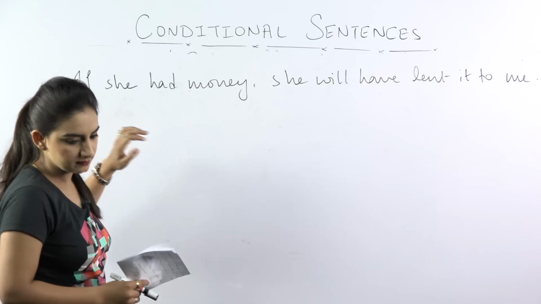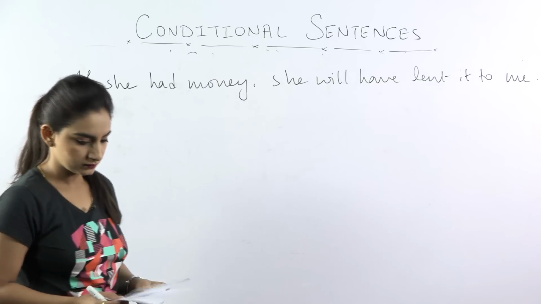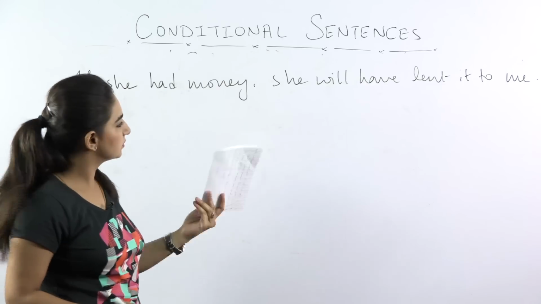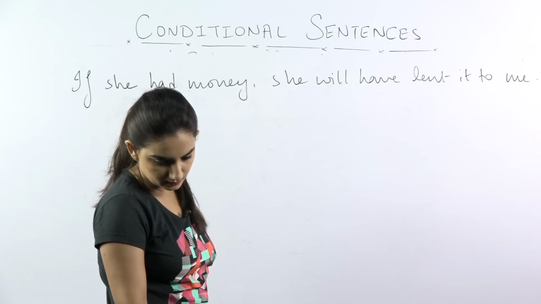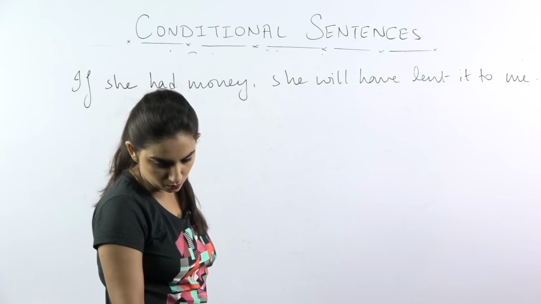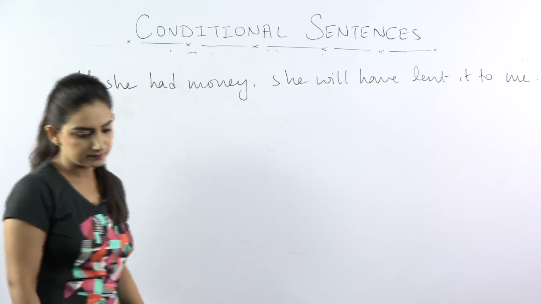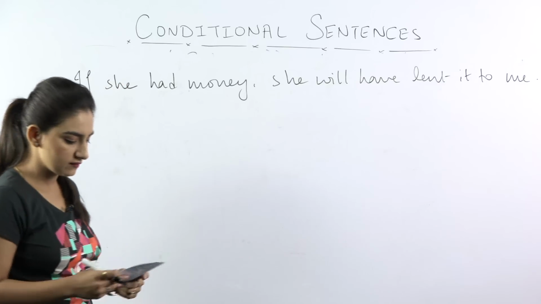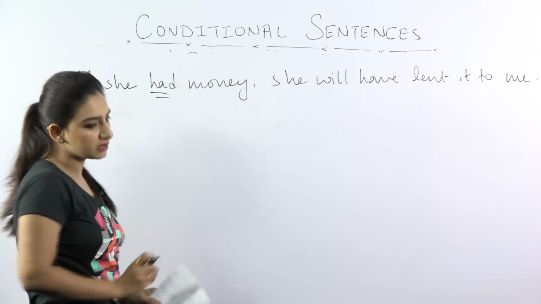Quickly यहाँ पर बताइए जल्दी से क्या होगा. If she had money, she will have lent it to me. क्या होना चाहिए? जल्दी से बताओ. If I were a millionaire, that's also correct. Would have lent, okay. Would have क्यों लगेगा? आप सिर्फ had को देख के मत लगाओ.